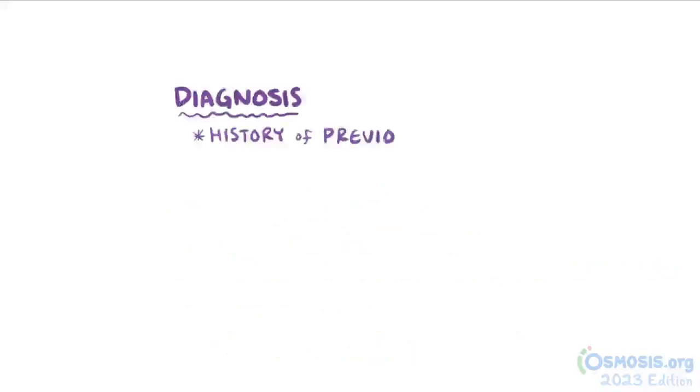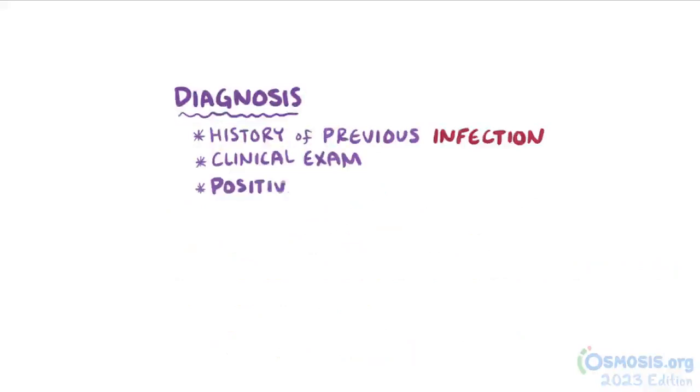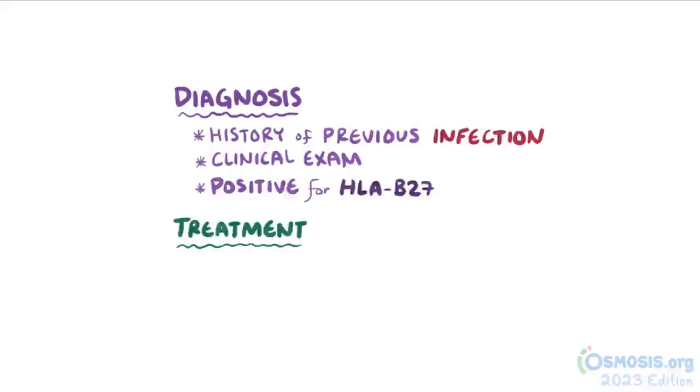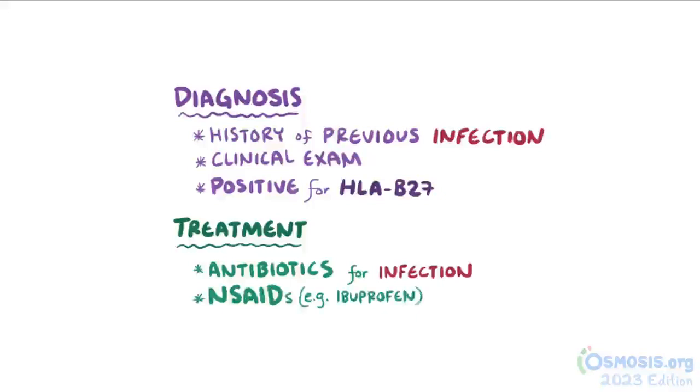Reactive arthritis is usually diagnosed based on the history of previous infection and the clinical exam. Also, testing for the HLA-B27 gene is often positive in those with reactive arthritis. Treatment focuses on identifying the infection that caused the problem, which usually means antibiotics. The non-steroidal anti-inflammatory drugs like ibuprofen can be used for joint inflammation. And if this doesn't work, then steroids can dampen the inflammation.